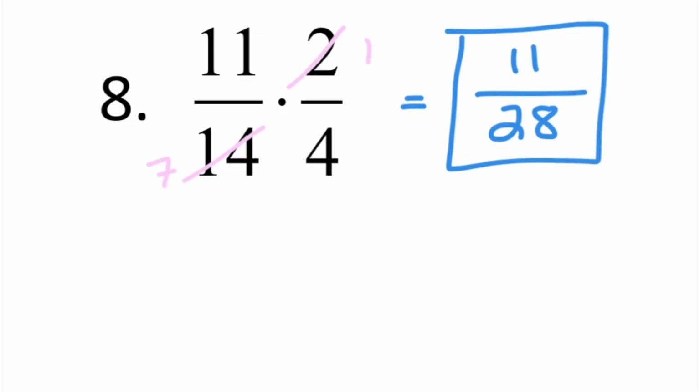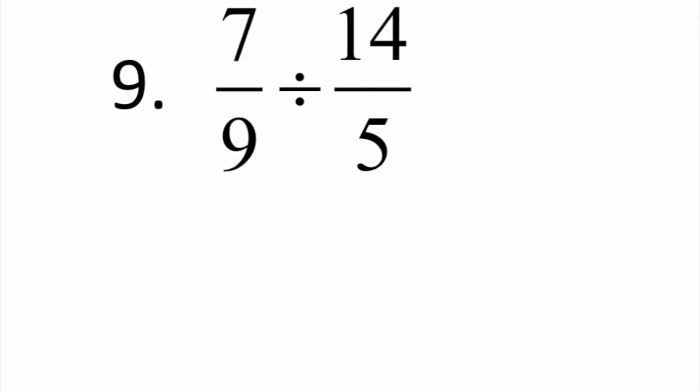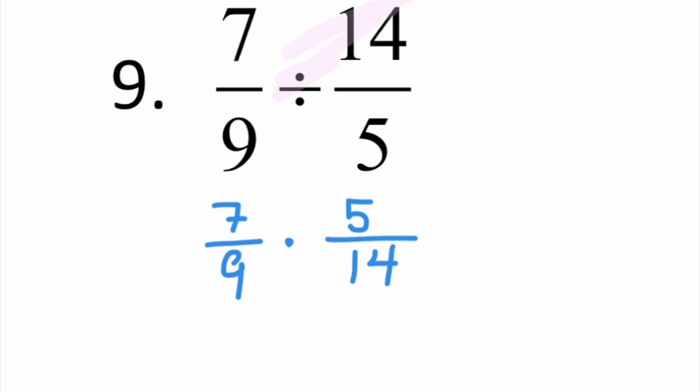And in number 9, with the division, just remember that you need to rewrite the division problem as multiplying and then flip or take the reciprocal of the second fraction, or whatever fraction is after the divide sign. So that whole part of the problem is going to become multiplying by the reciprocal.